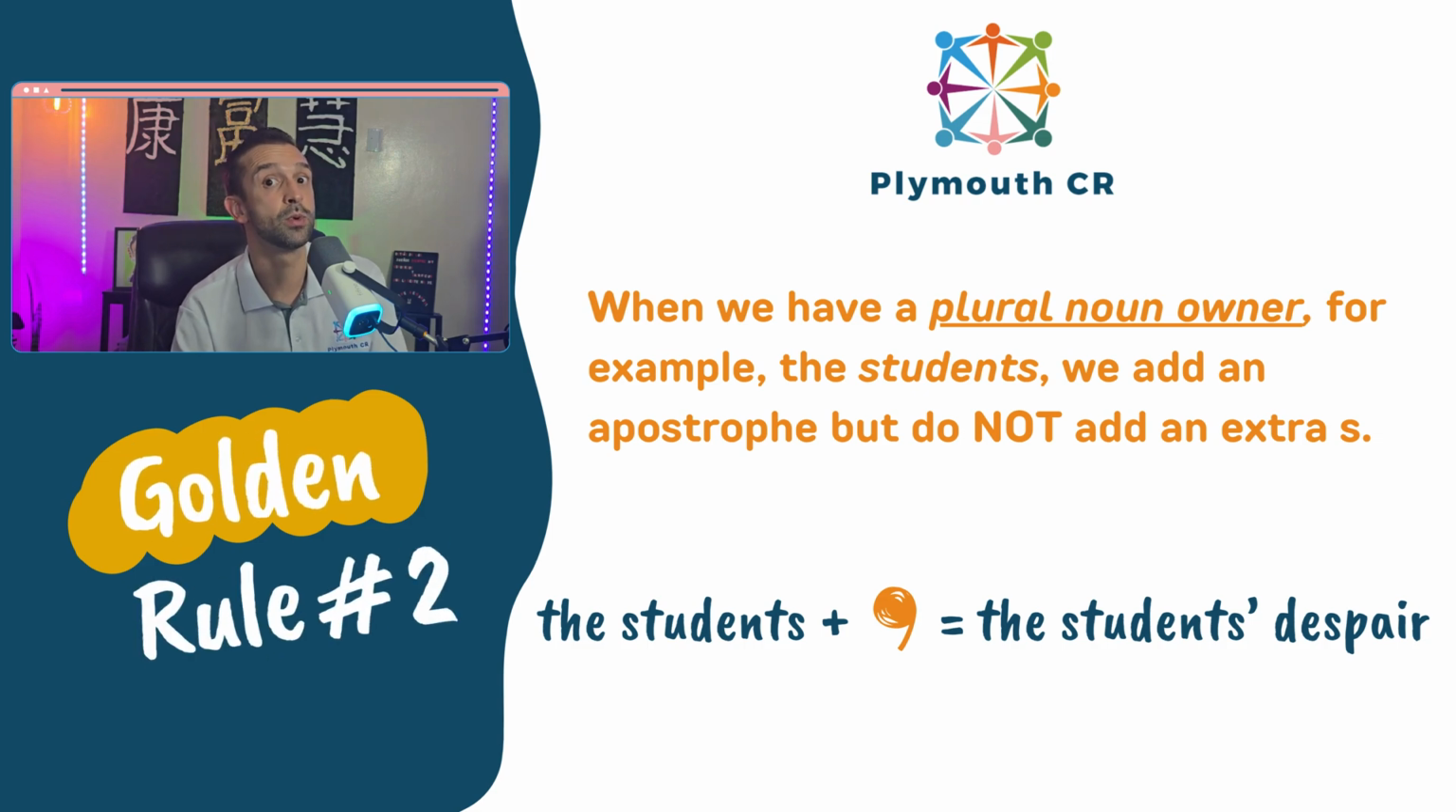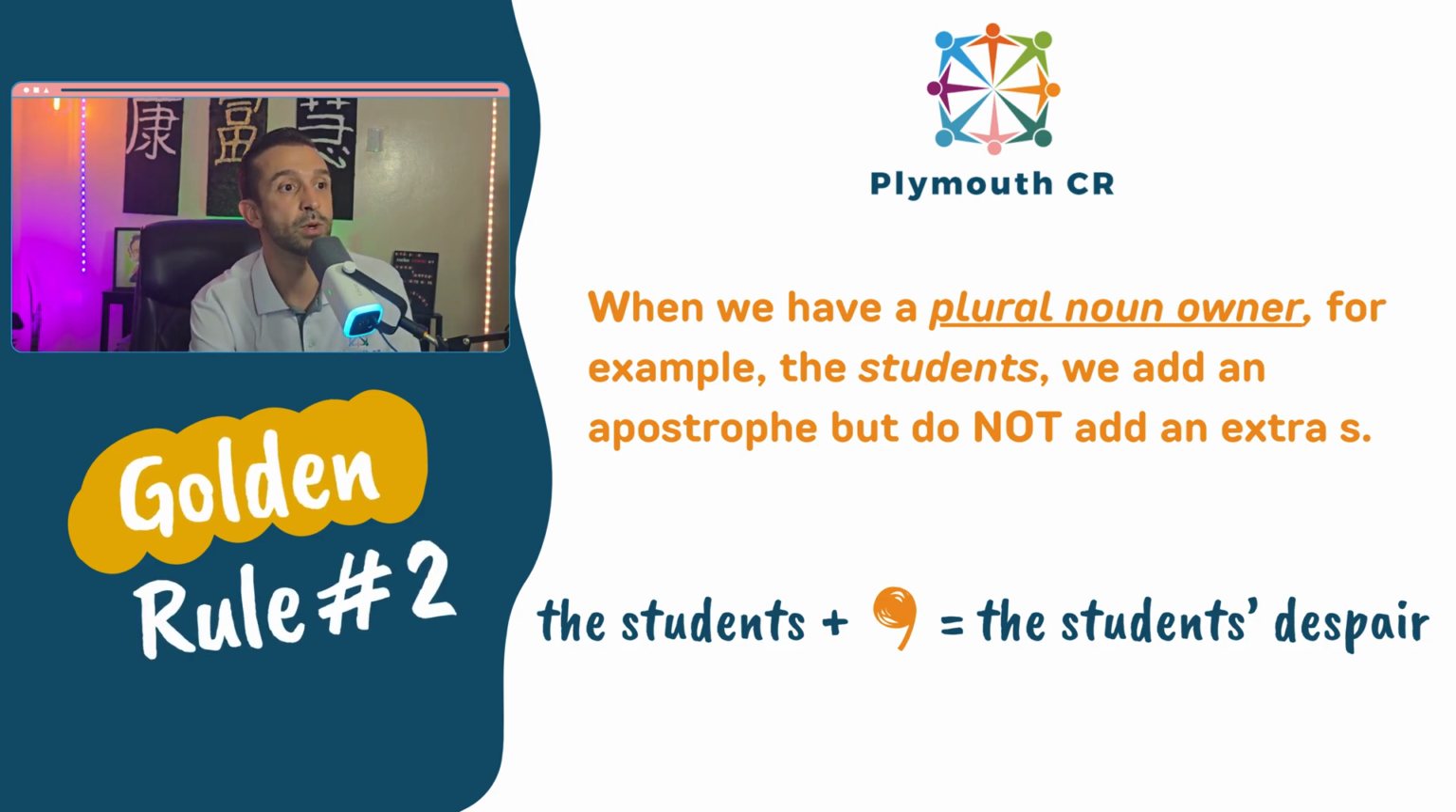Now we go with golden rule number 2. It says when we have a plural noun owner, for example, the students, we add an apostrophe but do not add the extra S, okay? It's the same as I mentioned before. It's just that the previous one, what I pointed out was a name, is singular. In these cases, you know that sometimes we make the nouns plural by adding an S. So in this case, we do not need to add the extra S, just the apostrophe.